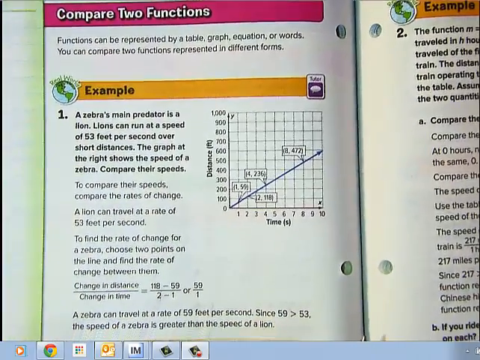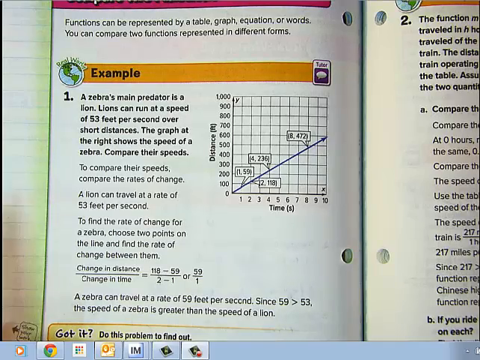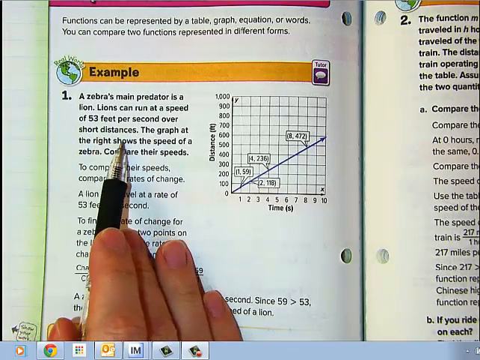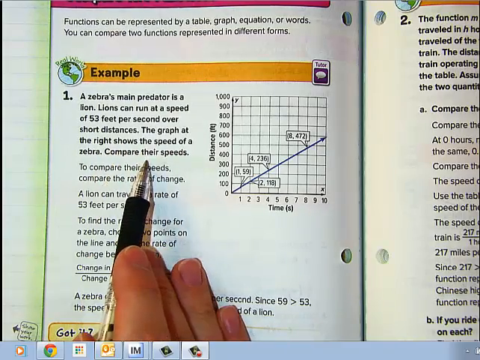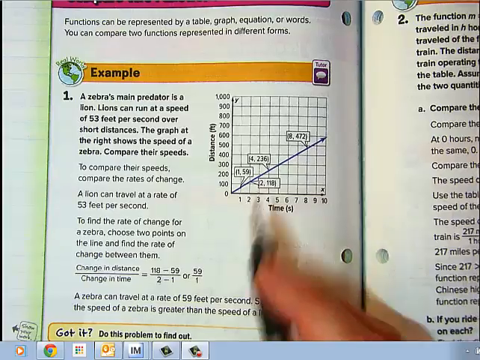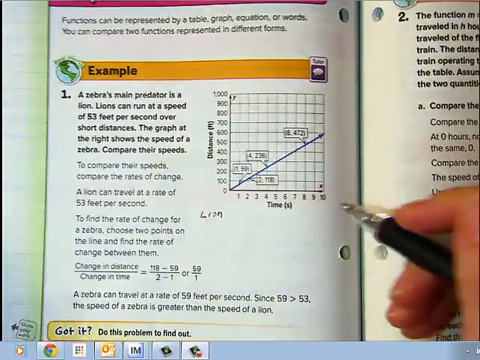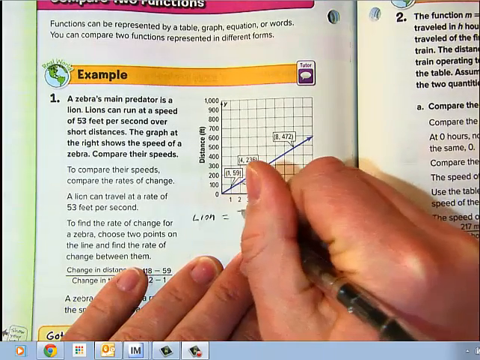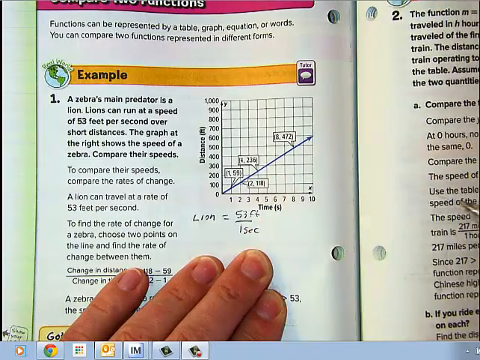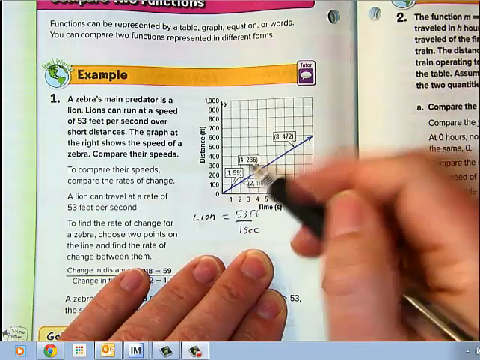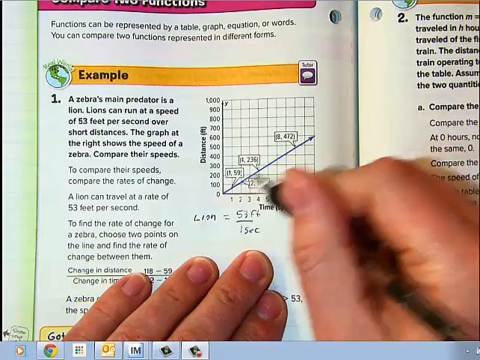And here it has a problem. It says a zebra's main predator is a lion. Lions can run 53 feet per second over short distances. The graph at the right shows the speed of a zebra. Compare their speeds. So we know that a lion, and I would write this in, is going to be 53 feet per 1 second. So write that in there. And now this graph is showing a zebra, so we need to compare. We need to find a rate of change.